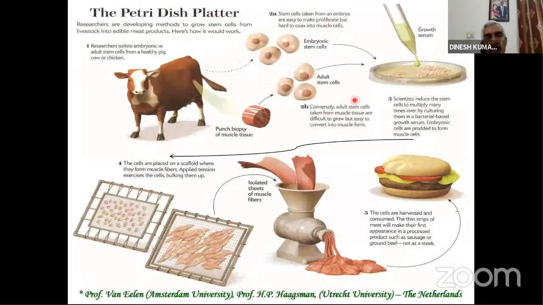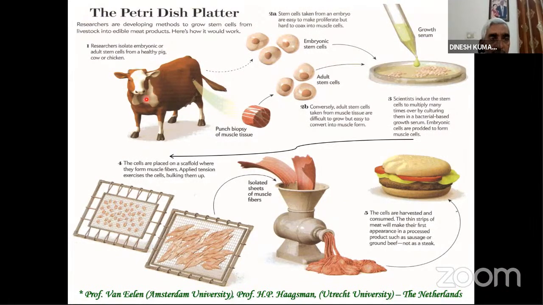So what happens? Now scientists are making meat in the lab, and it may be possible in the coming 4 or 5 years that there will be a meat lab at every corner of the city, and you can go and take the meat, whatever amount you need. And what is the technology? I discuss here.